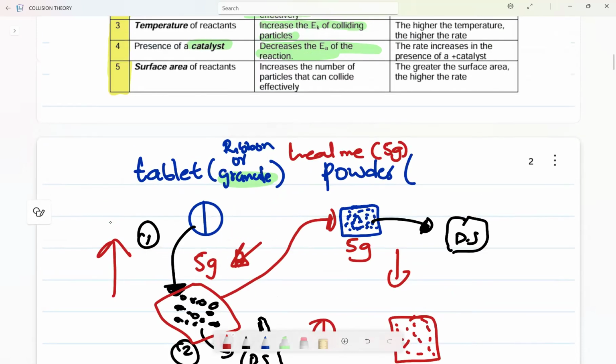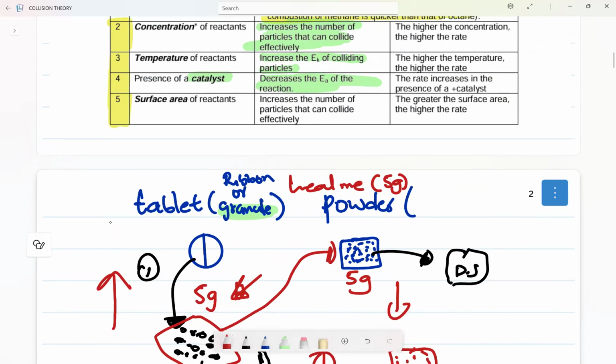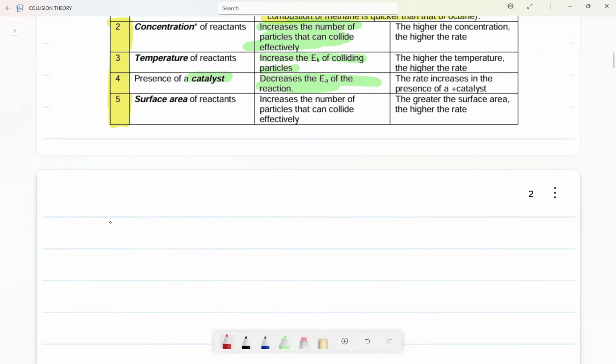All right. I want to believe that you are following. So it says to us, surface area increases the number of particles that can collide. But remember, if it is like this and it is like this, can you see now there are many particles that can collide?